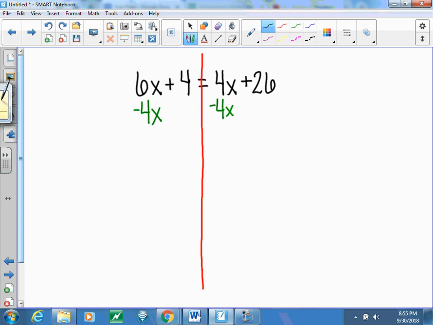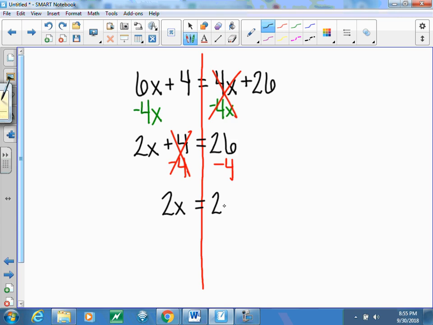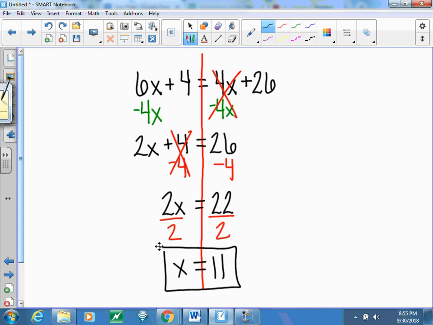It really doesn't matter. To bring the 4x over to the left, I subtract 4x from both sides. That gets rid of it on the right. 6x minus 4x gives me 2x plus 4 is equal to 26. Now I can get rid of that third wheel, so subtract 4 from both sides. That gets rid of the 4 on the left, so 2x is equal to 22. Then I divide by 2, and we're left with x is equal to 11. So we got one solution right there.